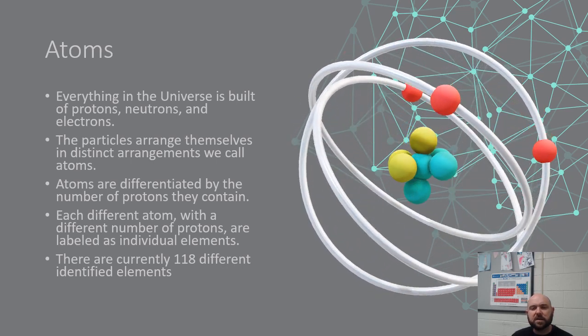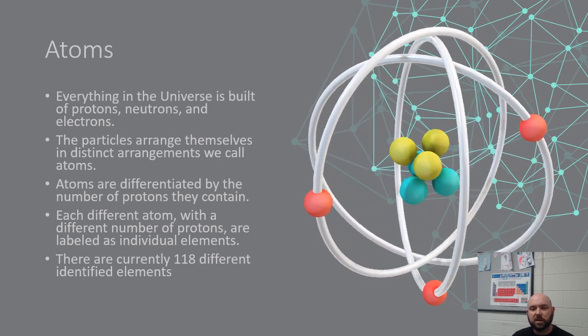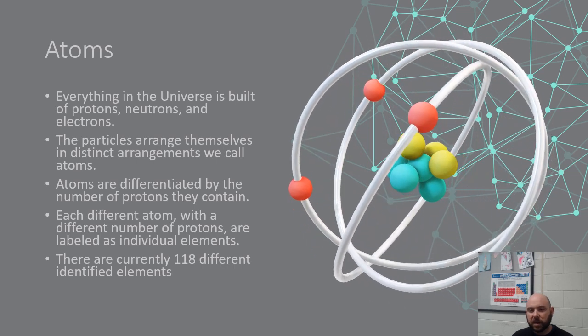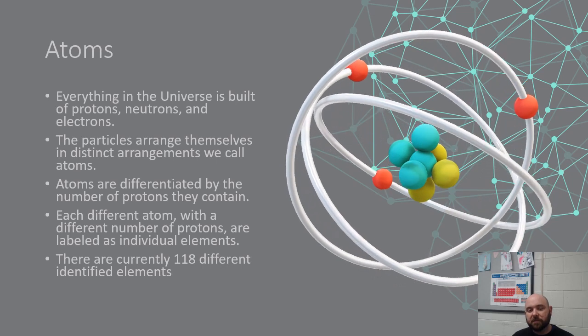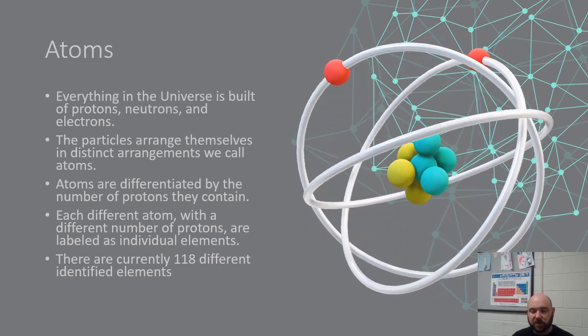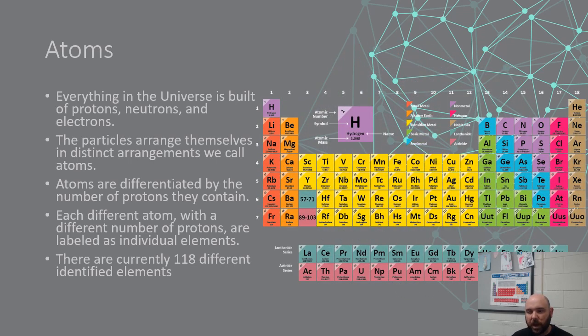And the reason is because these protons, neutrons, and electrons tend to arrange themselves in very identifiable ways. And we tell one atom apart from an atom of a different element by how many protons it has in its nucleus. And you'll see this quite a bit throughout this course.